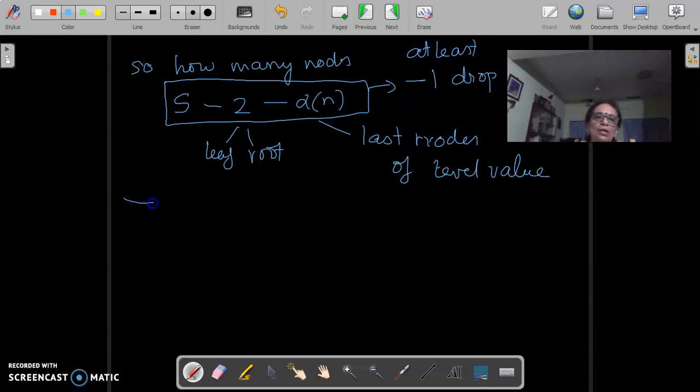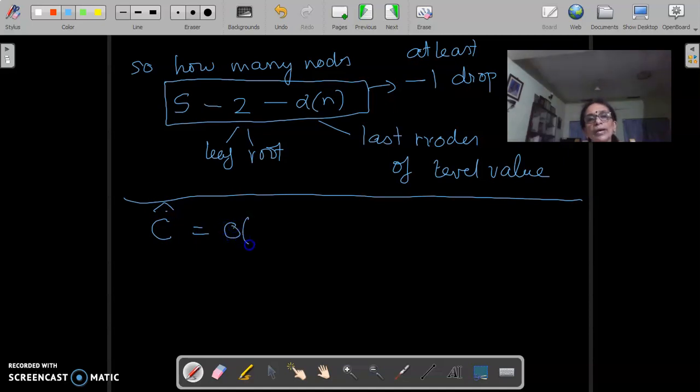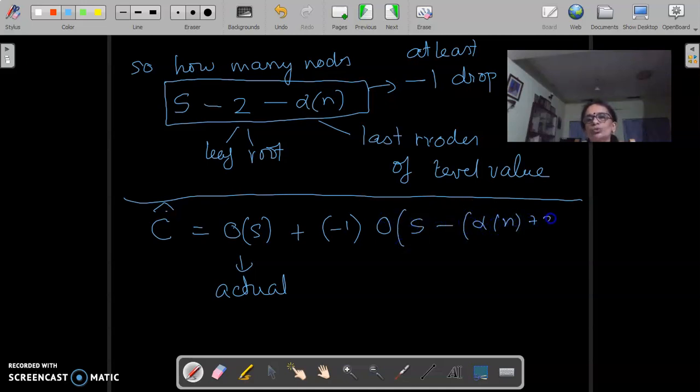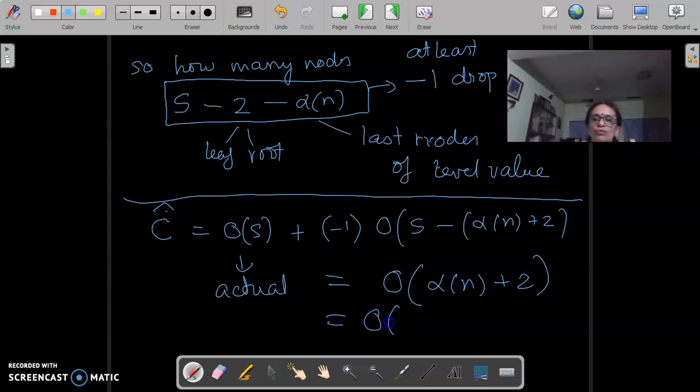Okay, so given that, now we can say that our CLRS is equal to action cost O S plus fall in potential, that is -1 into S minus alpha n plus 2. So this gives rise to order of alpha n plus 2, which is the same as order of alpha n.